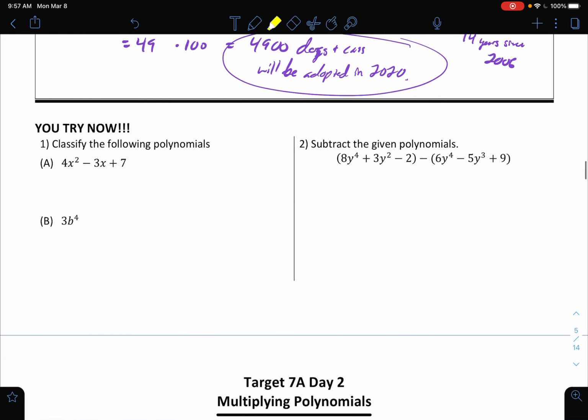So I've got some you try nows here for you. First one is just classify the following polynomials using that vocab. And the second one is practicing to make sure you remember to distribute that negative. Try those, we'll go over them in class. And then we will move on to multiplying polynomials, the next polynomial operation.